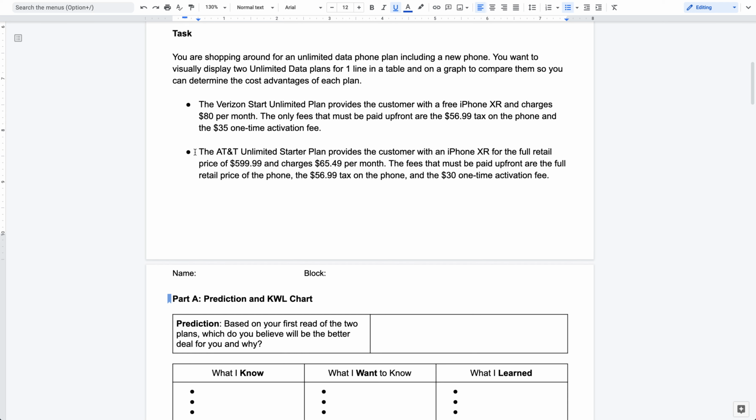The second plan, the AT&T Unlimited Starter Plan, provides the customer with an iPhone XR for the full retail price of $599.99 and charges $65.49 per month. The fees that must be paid up front are the full retail price of the phone, the $56.99 tax on the phone, and the $30 one-time activation fee.